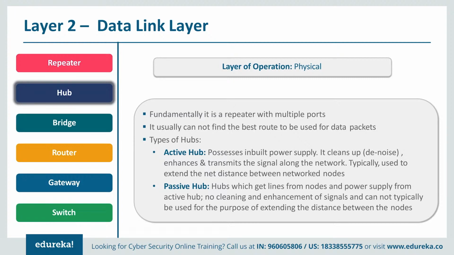Different types of hubs are active hub and passive hub. The active hub is typically used to clean up network disturbance or network noise and also to enhance the signal strength across the network. The passive hub is simply a pass-on device. It just transmits the signal whatever it gets. It will not make any modification, error fixing, or denoising.